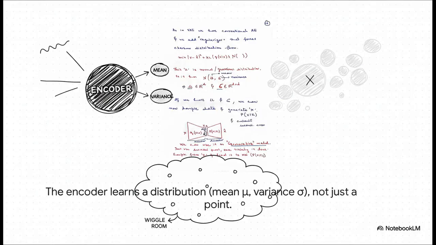And this whole idea leads to a really crucial change in the network's design. A standard autoencoder, remember, encodes an input to a single, precise point. A VAE is different. Its encoder maps an input to a whole probability distribution. It spits out a mean and a variance. So it's not saying the code for this image is right here. It's saying, well, the code is probably somewhere around here in this fuzzy region. And that little bit of probabilistic wiggle room, that is the secret sauce.